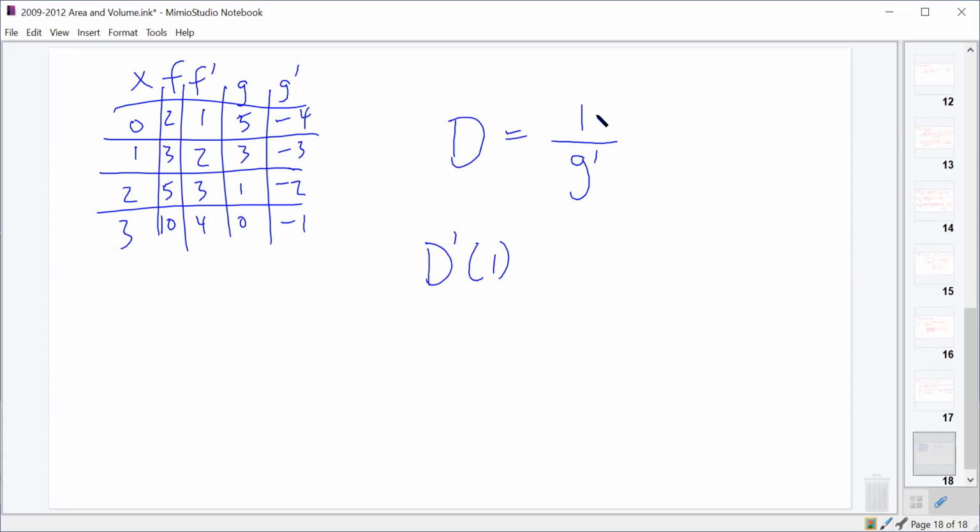And so this is just a reciprocal rule. If we were to look for the derivative of that. So the derivative of, is it 1 over g or is it 1 over g prime? No, that's not a prime. That's just a comma. If d equals 1 over g. Oh, that's not a g prime? No, that's a comma, if you look at it more closely.